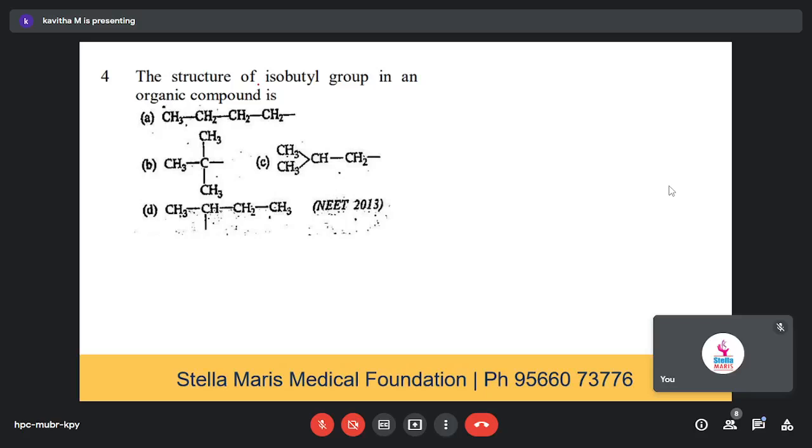3 carbons on 1 carbon, so it is tertiary butyl, right? Yes, ma'am. Tertiary butyl. And C, you have propyl in the straight chain and one methyl group as the substituent. So it is isobutyl. Right? Isobutyl.